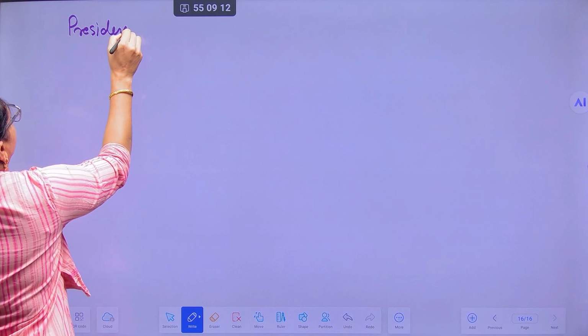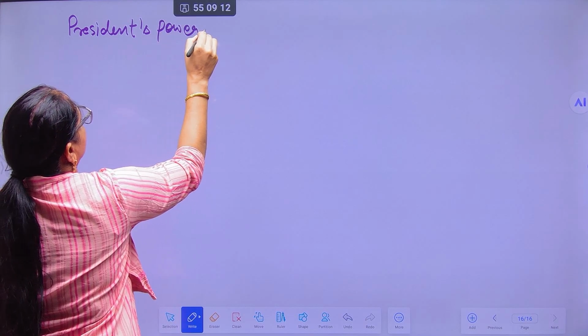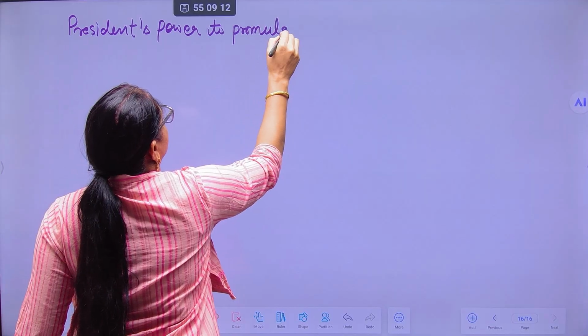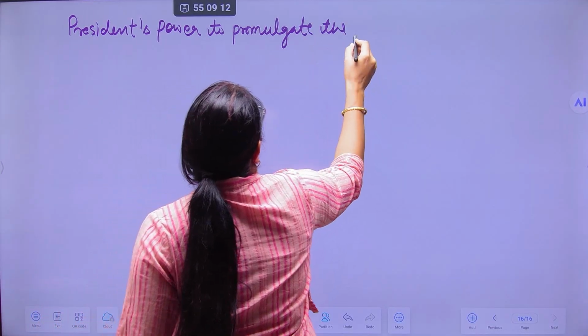Precedents, power to promulgate the ordinances.